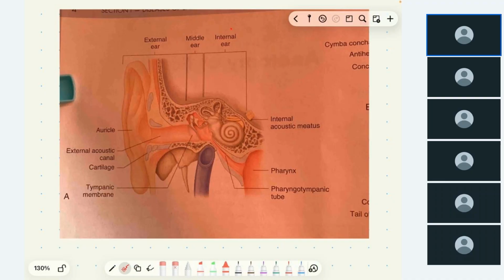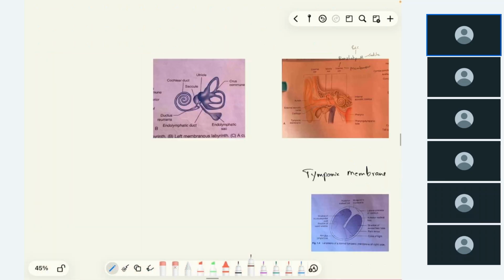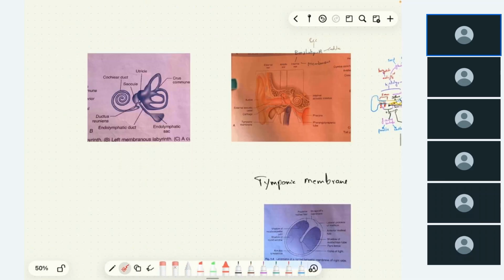The inner ear consists of bony labyrinth and membranous labyrinth. The bony labyrinth has 2 parts, that is semicircular canal and cochlea. What are the parts of membranous labyrinth? The membranous labyrinth lies inside this bony labyrinth.